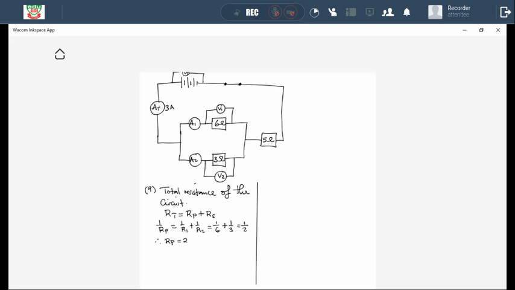But that's not the answer. We are looking for total resistance, which is RT. Therefore, RT is equal to RP plus RS. So RT is equal to our RP, which is 2, plus our RS, which is 5. So the total resistance of the circuit is 7 ohm. That's it. So you must determine your RP first, right? And then you add it to RS, the one which is connected in series. So I'm done with the first question, where I have to determine the total resistance of the circuit.